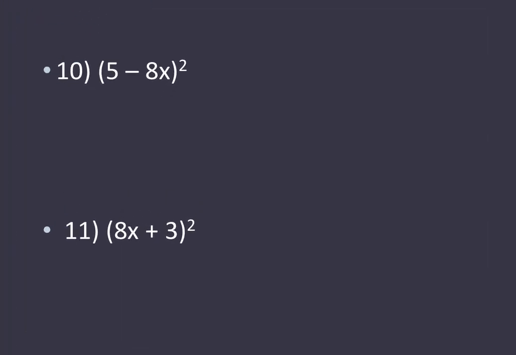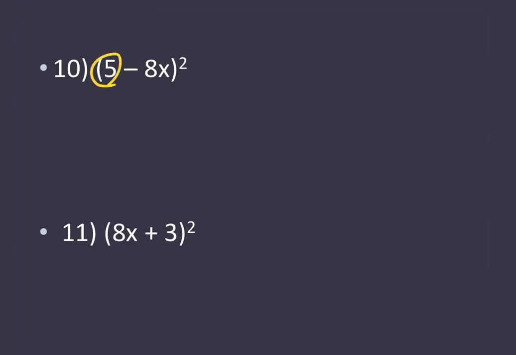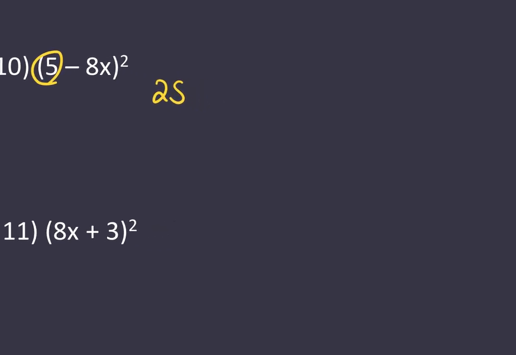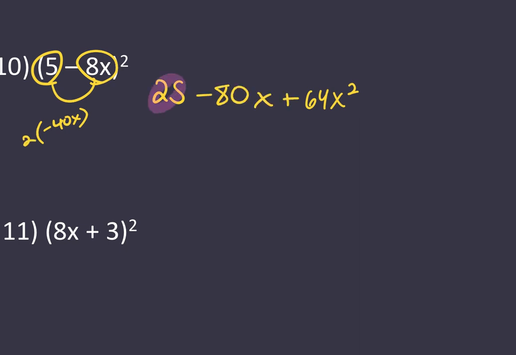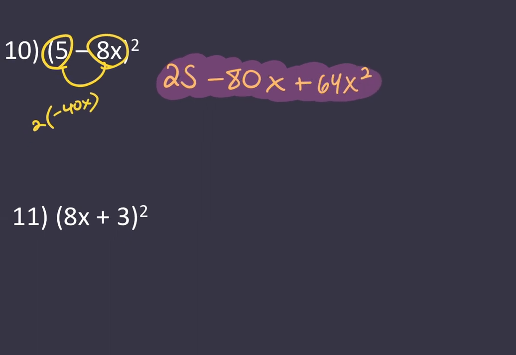All right, so 10, the first term is now 5. Square the 5, I get 25. The last term is 8x. I don't need the sign because I'm always going to square it. It's always going to be positive. 8x squared would be 64x squared. Multiply the two together, and I get negative 40x. Double it, and it's negative 80x. And again, you can just expand and FOIL if the shortcut confuses you.